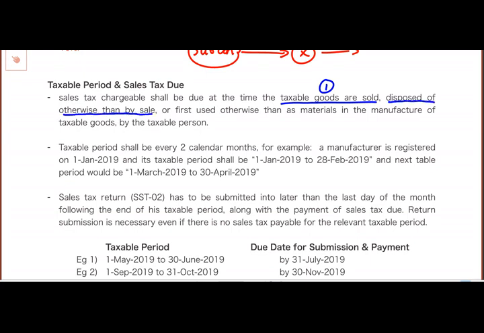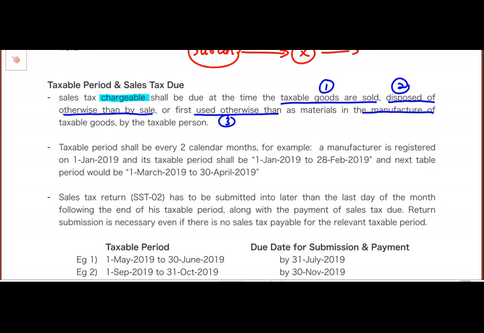Or disposed of otherwise than by sale, like just now I mentioned to you, donated, destroyed. Or if they are being used otherwise than in the manufacture of taxable goods, which includes drawing. You draw out the goods. Now that will be the moment that sales tax will become chargeable. The moment that sales tax will become chargeable. Now, the questions that we're going to have is this.